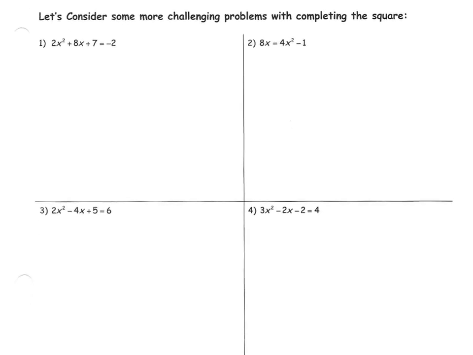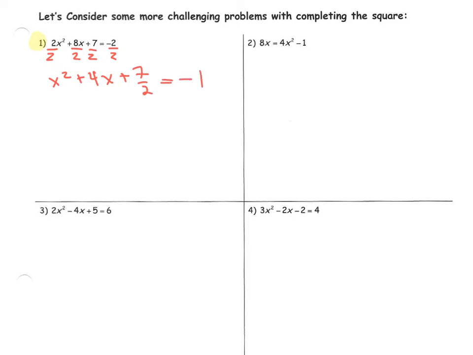So why don't we all turn to page 38. Okay, so I'm going to do another one with you guys. So question 1, again, that a value cannot be bigger than 1. If it is, we have to divide out by everything. So it has to be 1. So we're going to divide everything out by 2. Everything gets divided out by 2. So I have x squared plus 4x plus 7 over 2 equals negative 1.